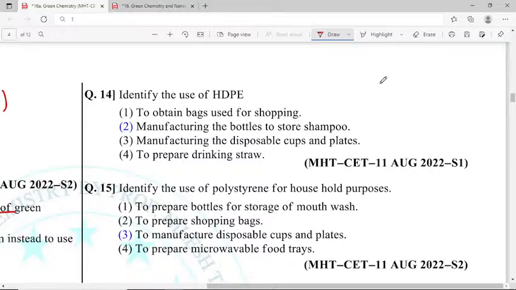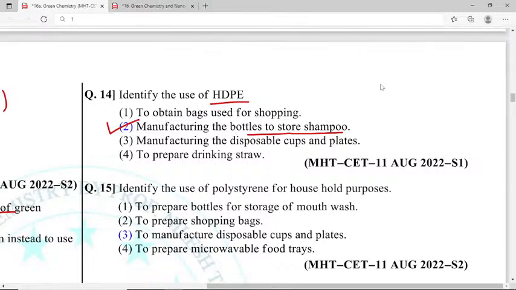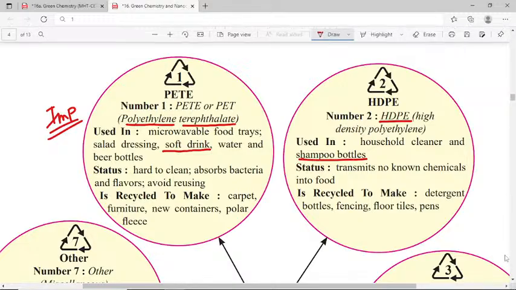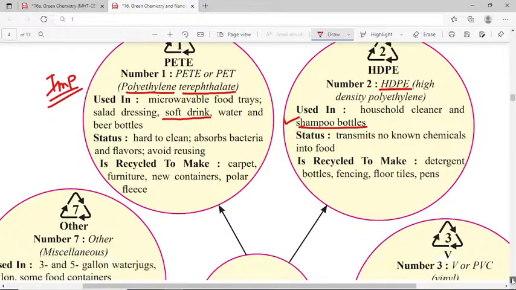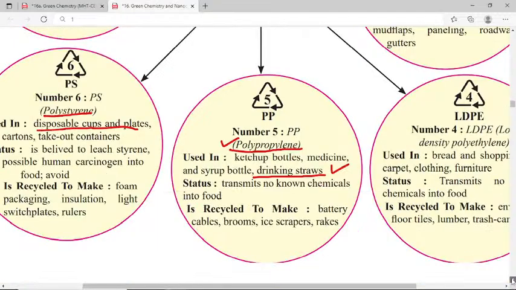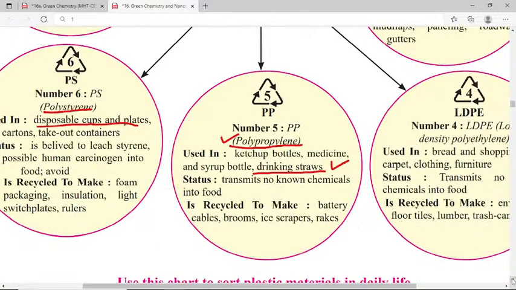Next question, identify the use of high density polythene. High density polythene is used for manufacturing bottles for storage of shampoo. Next is the manufacture of disposable cups. I am talking about polystyrene, and to prepare the drinking straw, it is polypropylene. Here the shampoo bottle, here the soft drinks. Downside, it is written disposable cups for polystyrene, and drinking straw for polypropylene. Okay, get it?